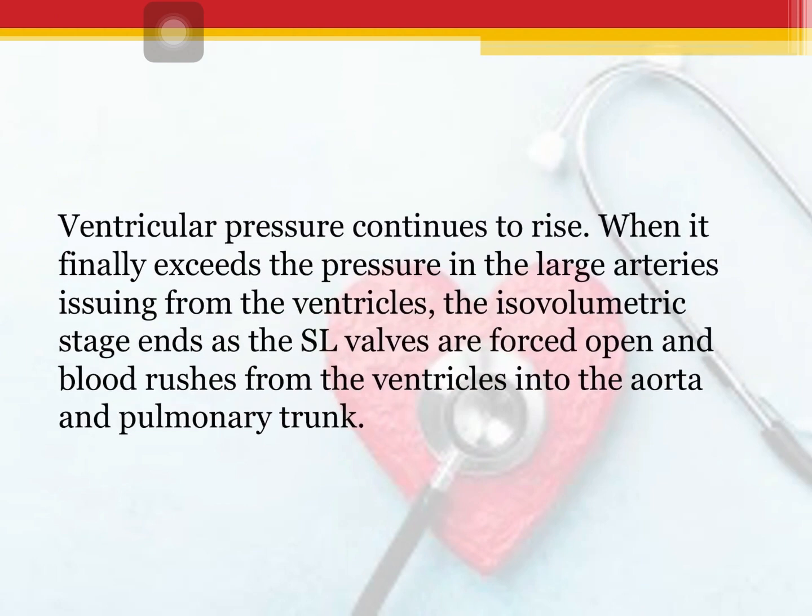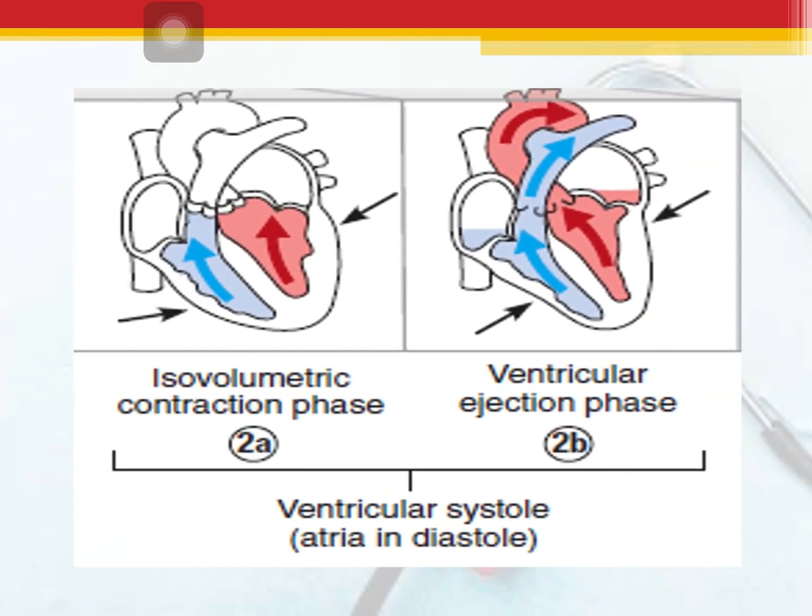So, when the ventricular pressure continues to rise, it finally exceeds the pressure in the large arteries issuing from the ventricles. The isovolumetric stage ends as the SL, or semilunar valves, are forced open, and blood rushes from the ventricles into the aorta and pulmonary trunk.